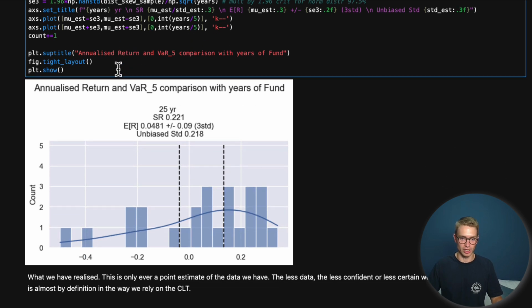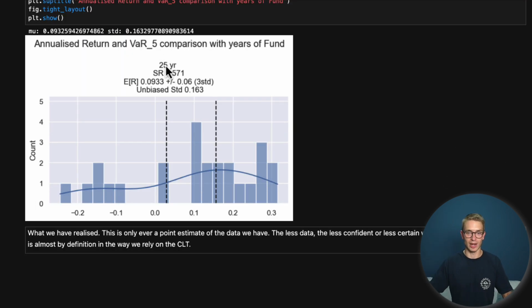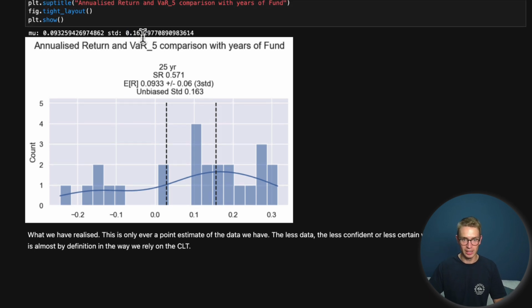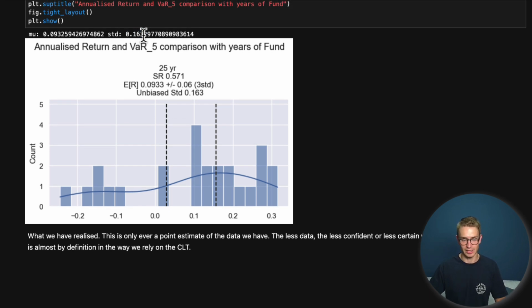So what were my results? I've run that simulation. I've lived once for 25 years. And at the end of the day, my Sharpe ratio was 0.57. But our actual mu is estimated via that process at 9% with a standard error of 16%. So it's very, very hard if we're actually receiving data from a random variable process and trying to understand what the distribution of returns is, especially with a low number of time periods.